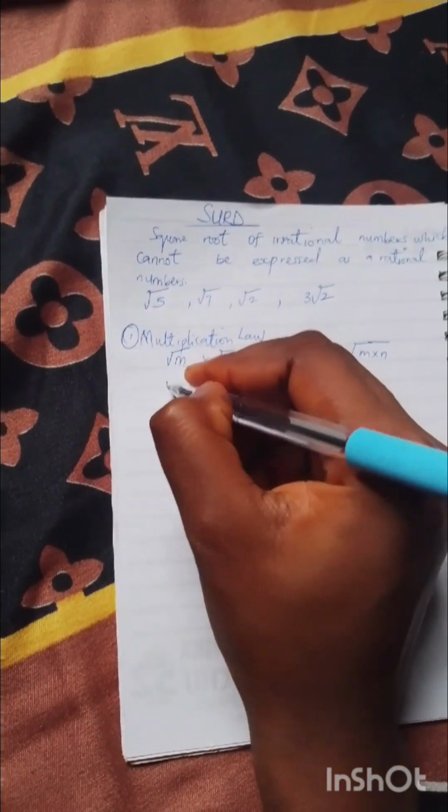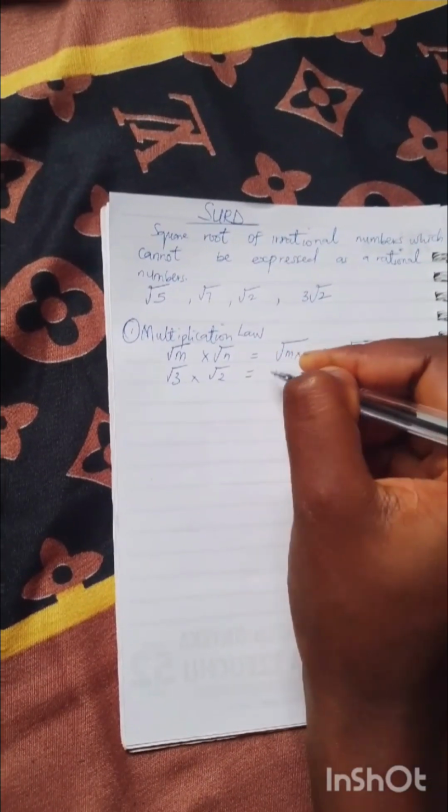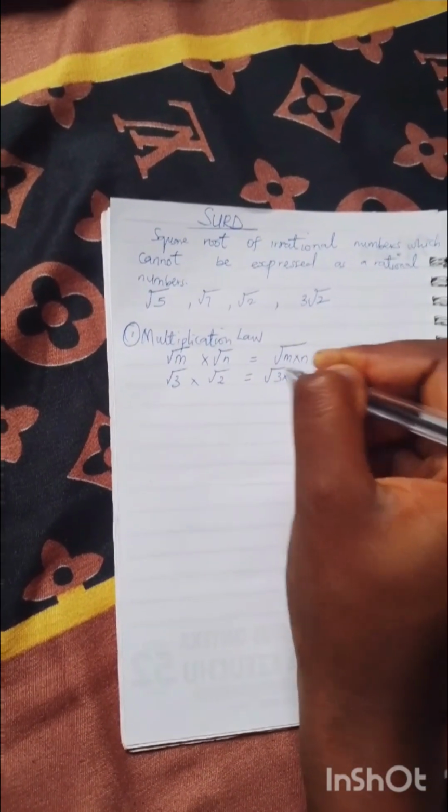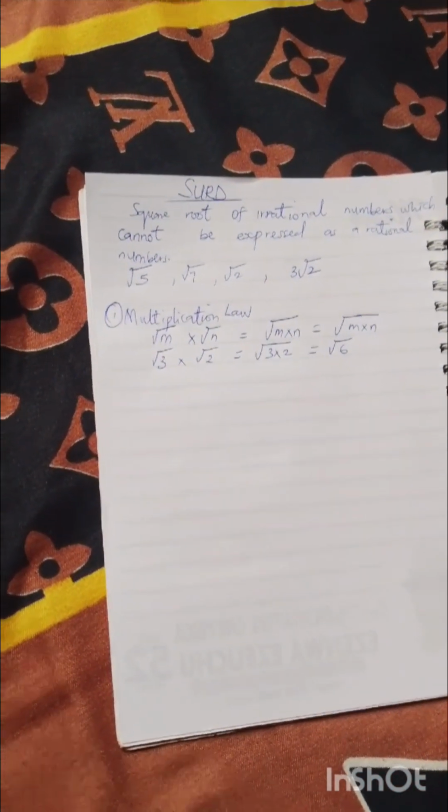So now let me solve an example with this. If we have root 3 multiplied by root 2, it means that this is equal to root 3 times 2, which is equal to root 6. So this is all that this law is trying to say.